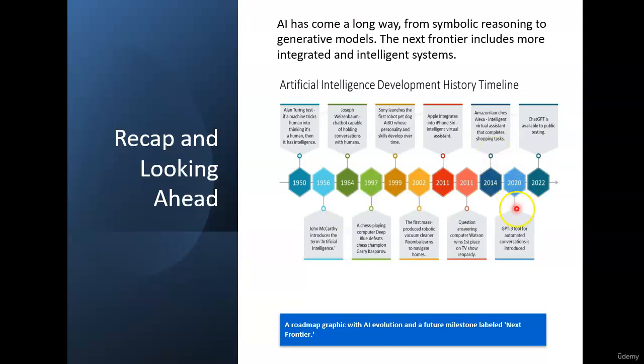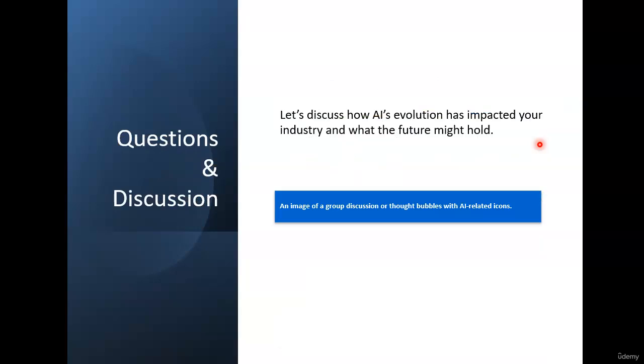And in 2020, the GPT-3 conversation model is introduced. In 2022, ChatGPT is made available for public testing. So this will provide a deeper understanding of how AI systems can learn from data and improve over time. Now let's discuss how this evolution has impacted our industry and what the future might hold.